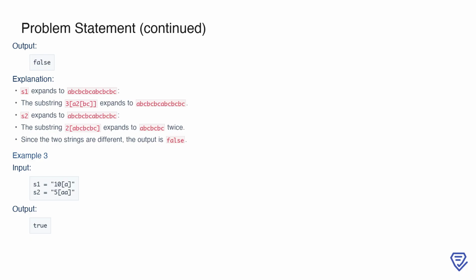Now, in the second example, S1 is 3[a2[bc]], and S2 is 2[ab]. Expanding S1, the substring a2[bc] gives abcbc, and repeating that 3 times gives a longer string. For S2, the substring 2[ab] expands to ab repeated twice, which is abab. Although these expansions look similar, they are not identical. The structure and repetitions differ. Therefore, since there is no single original string that both S1 and S2 can expand to, the output is false.